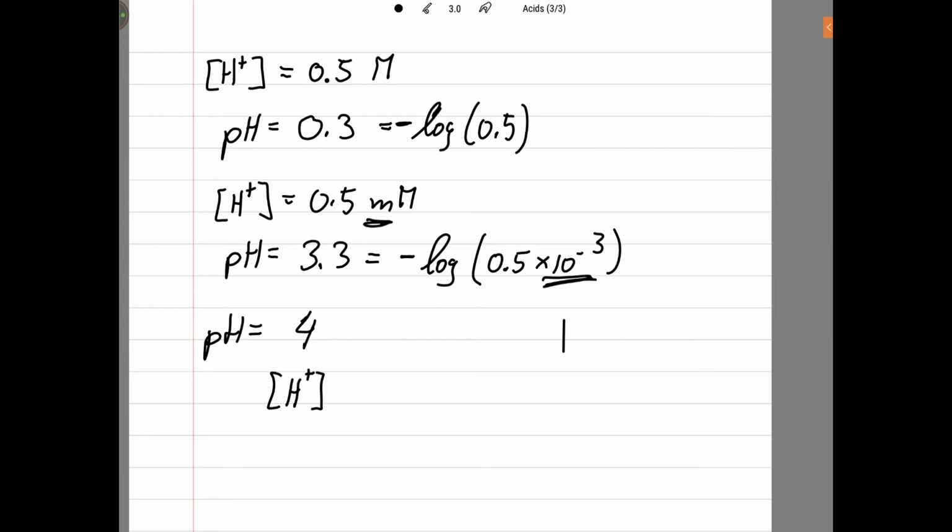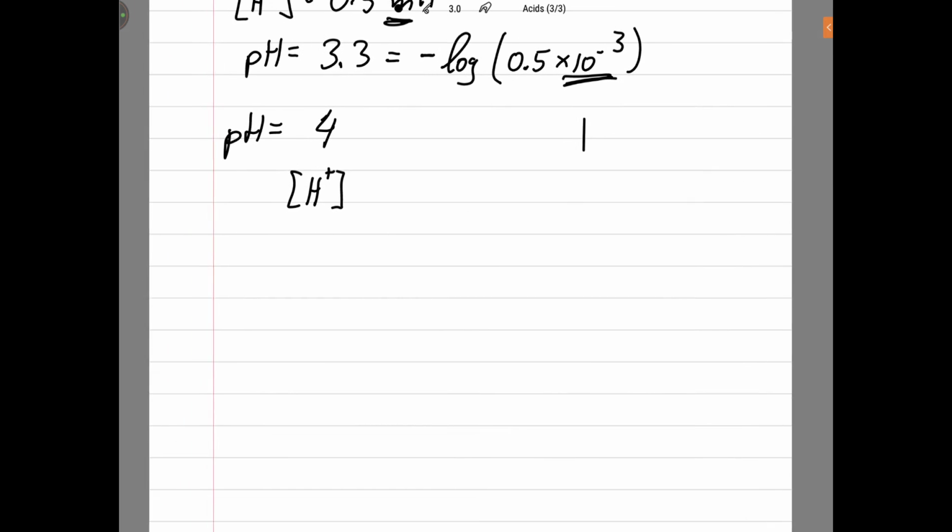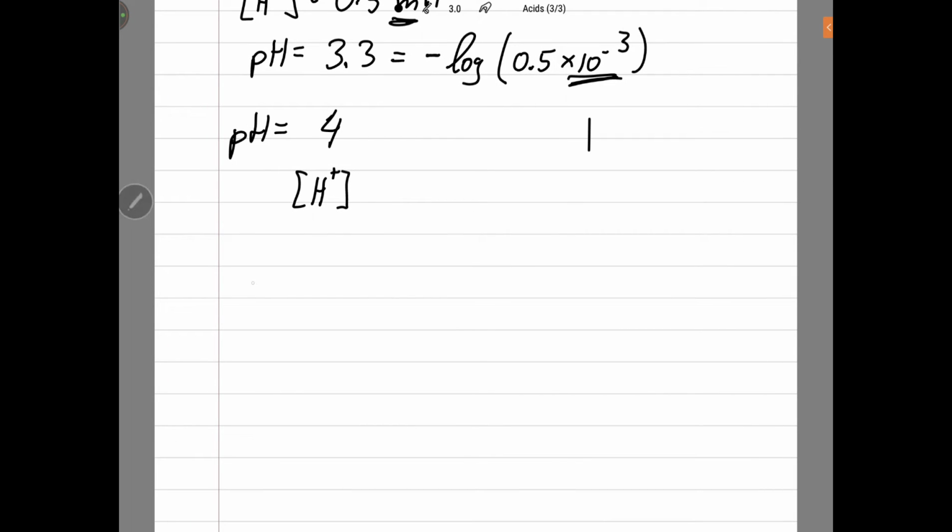So how do you convert log into not log? So here you have pH equals 4 equals minus log of the proton concentration. How do we get this proton concentration out of the log? The answer is, what is the mathematically inverse operation to log? What's the inverse operation to log?